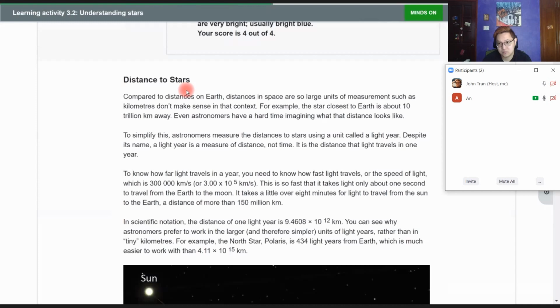This is so fast that it takes light only about 1 second to travel from the Earth to the Moon. A little over 8 minutes for light to travel from the Sun to Earth, a distance of more than 150 million kilometers.